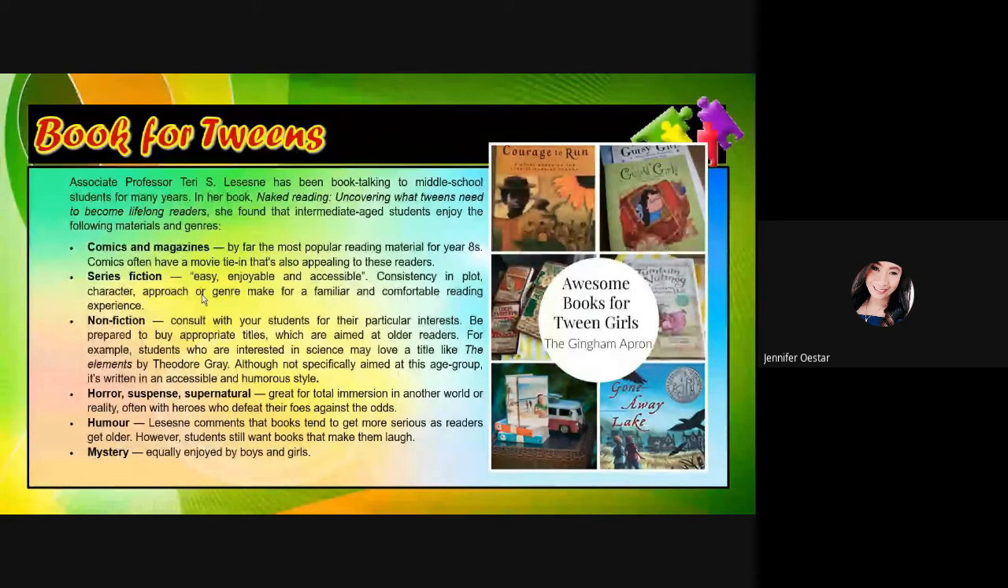So another, they could also like horror, suspense, supernatural. So great for total immersion in another world or reality, often with heroes who defeat their foes against the odds.